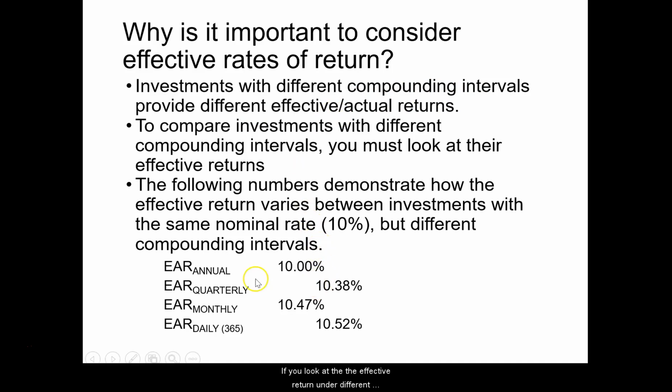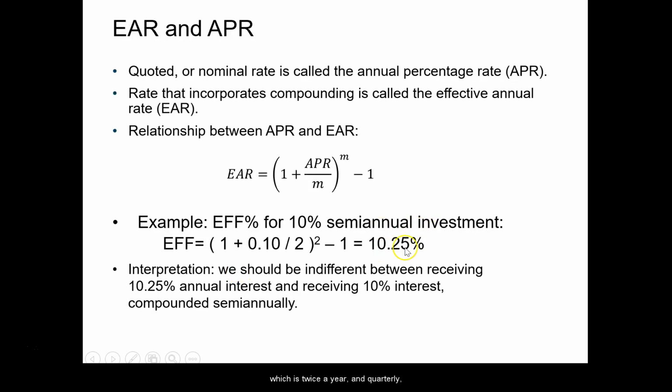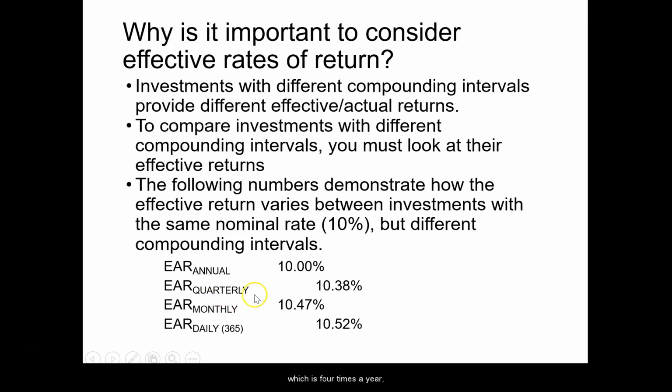If you look at the effective return under different compounding frequencies based on the same nominal interest rate here, you will notice that, first of all, they are all different. So we must look at the effective return, or the effective annual rate, to compare investments and make investment decisions. Another thing you notice is that when we go from annual, which is once a year, to semi-annual, twice a year, quarterly, 4 times a year, monthly, 12 times a year, and daily, the effective rate gets higher and higher. So the conclusion is, when the APR is the same, the more frequent the compounding, the higher the effective annual rate we end up with.